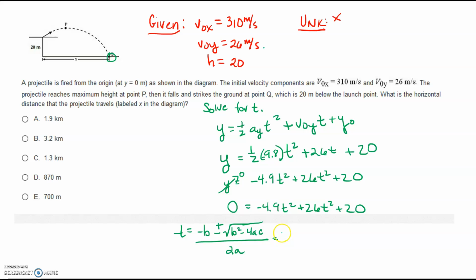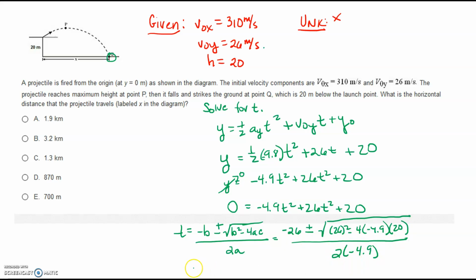So I have negative b, which is 26, plus or minus the square root of 26 squared minus 4 times negative 4.9 times 20, over 2 times negative 4.9. I'm kind of running out of room here. Let's see. So I ended up with negative 26 plus or minus 32.68 over negative 9.8.